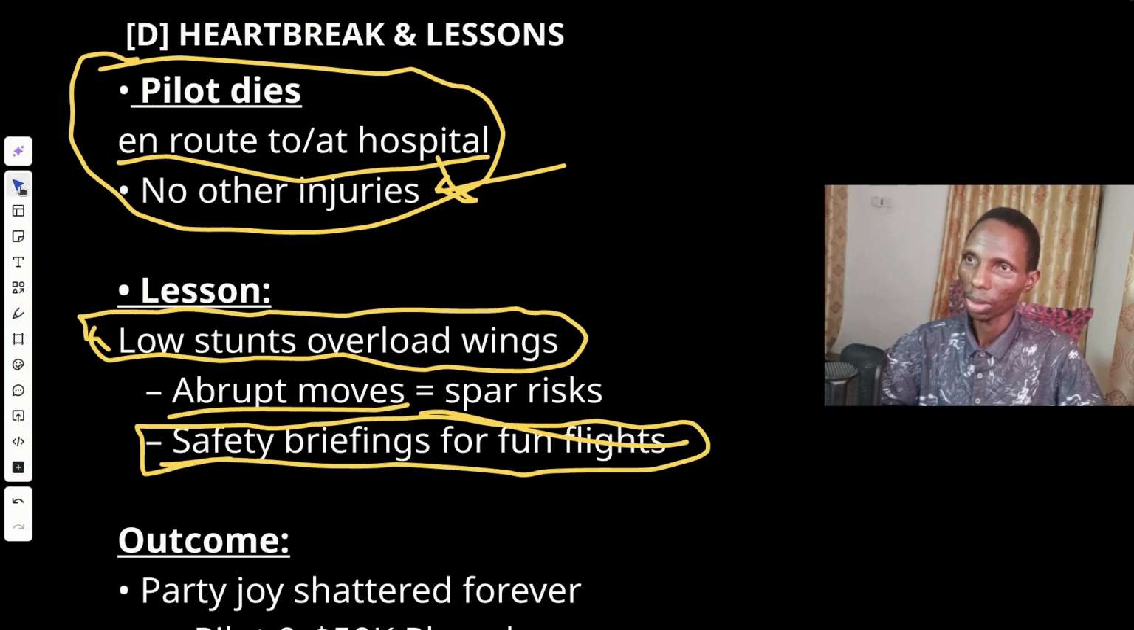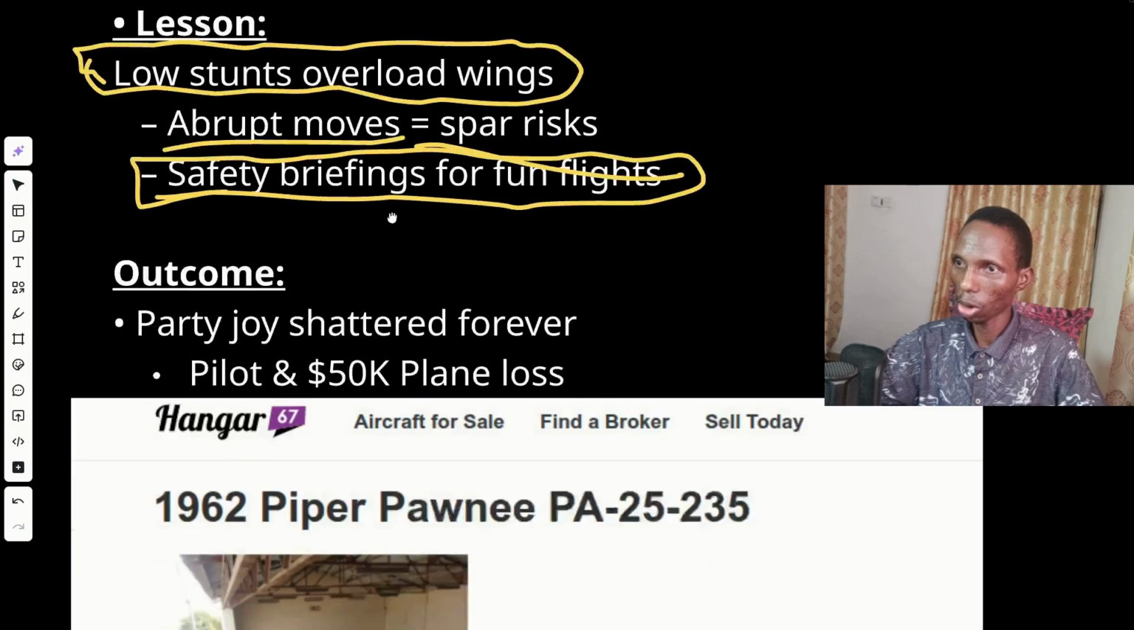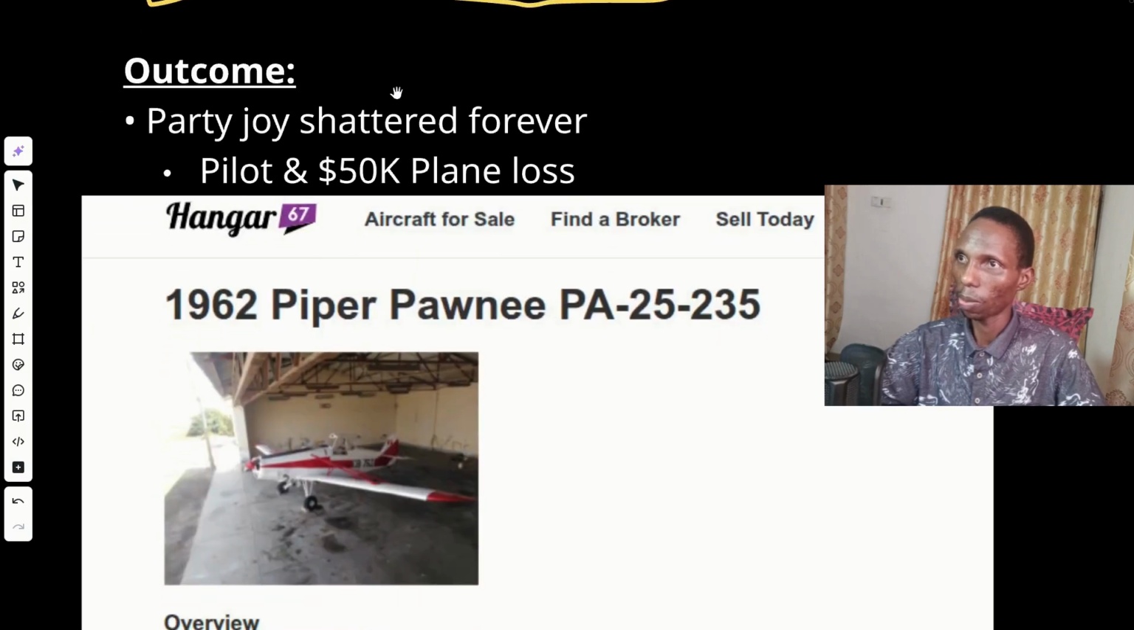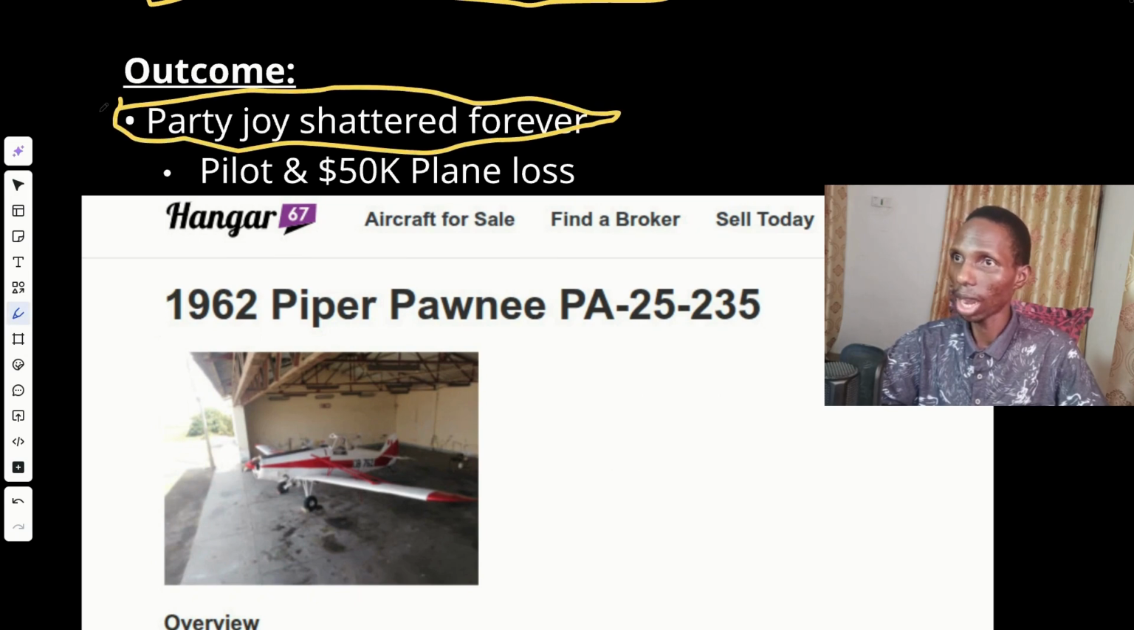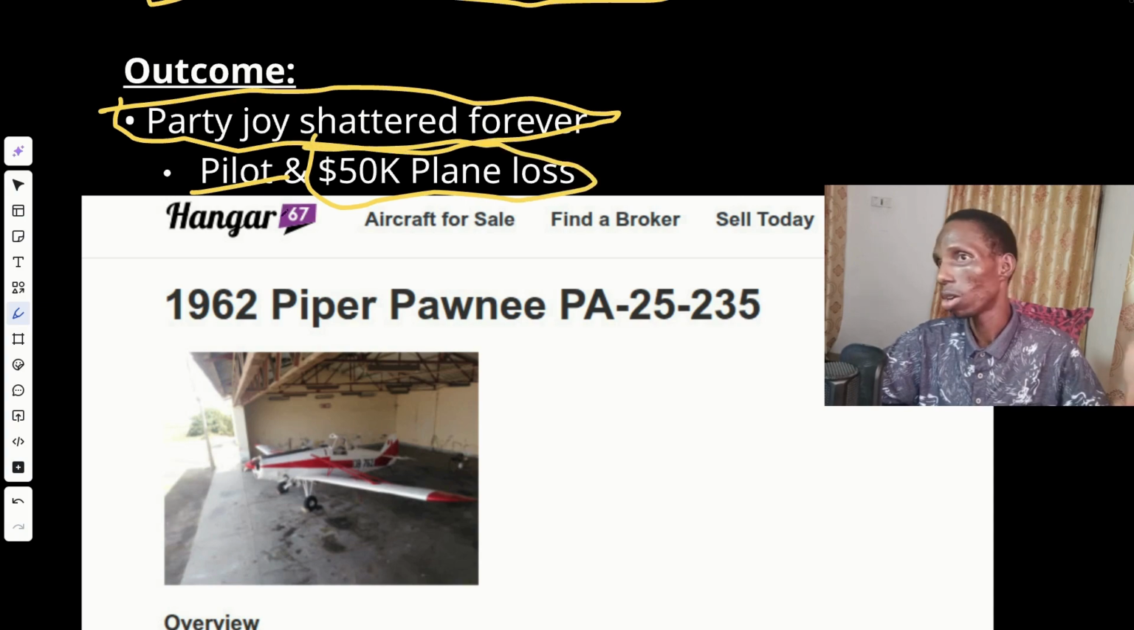So the final outcome of this was that the party joy was eventually shattered, because this ended in losing the life of the pilot. The pilot was lost, and the plane also, which cost about 50,000, was also lost. I used to like to check on the value of the plane as well.